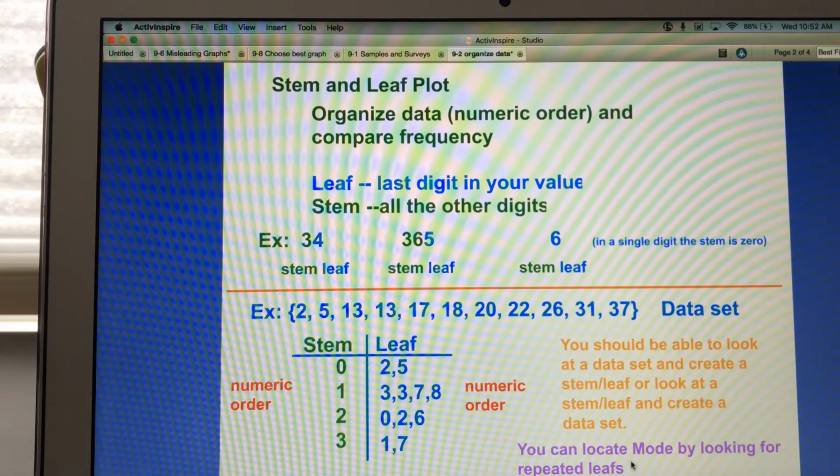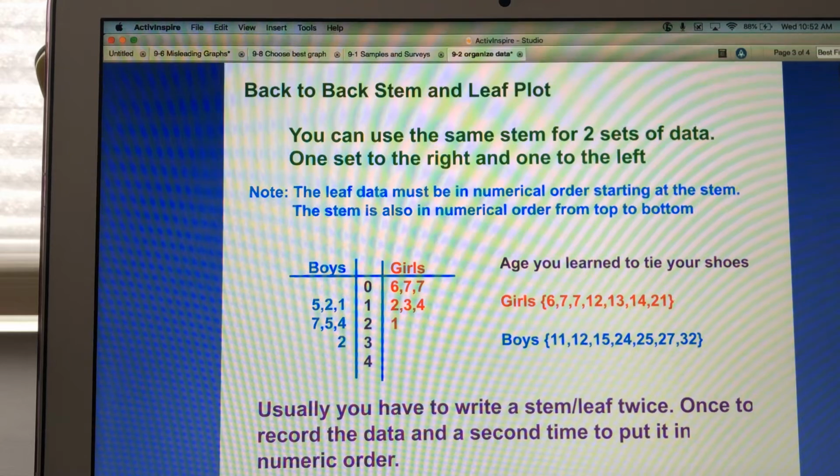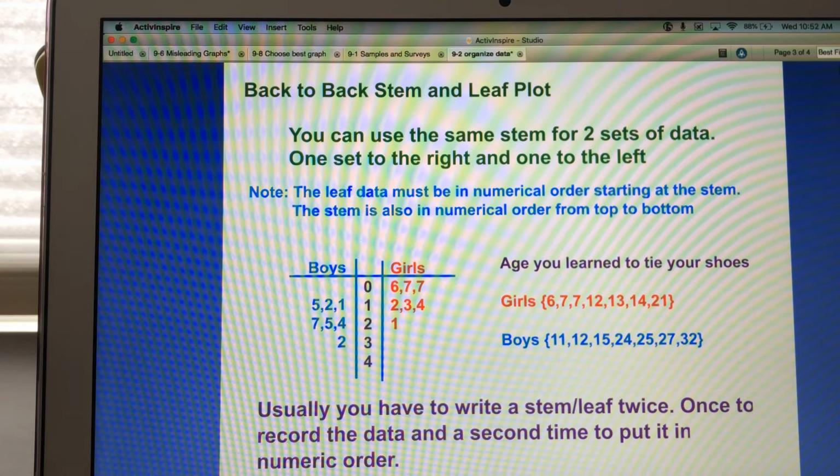Again, you can locate mode by looking at repeated leaves. I see 2 3s here on the same row. That will be my mode. It has a stem of 1. Those are 13s.